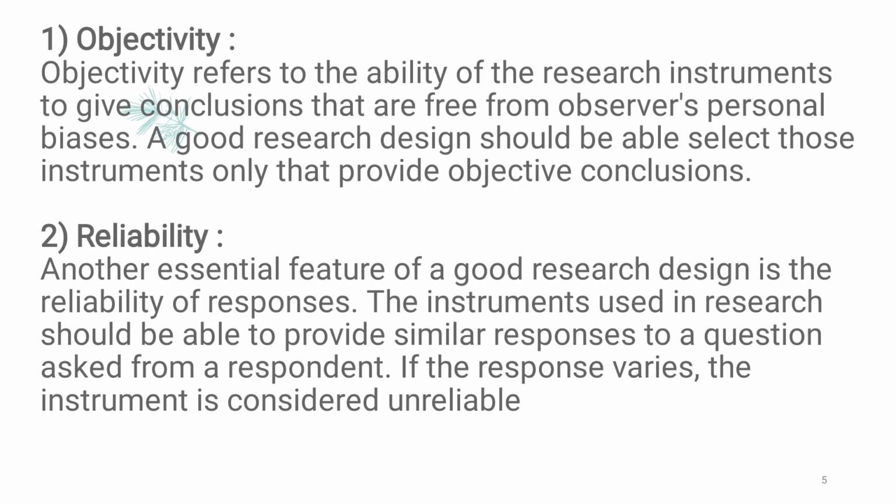First one is objectivity. Objectivity refers to the ability of the research instrument to give conclusions that are free from the observer's personal bias. A good research design should be able to select only those instruments that provide objective conclusions.